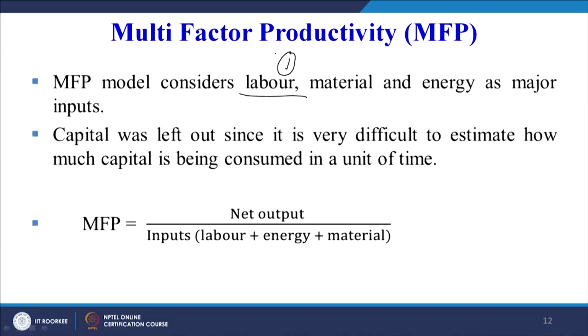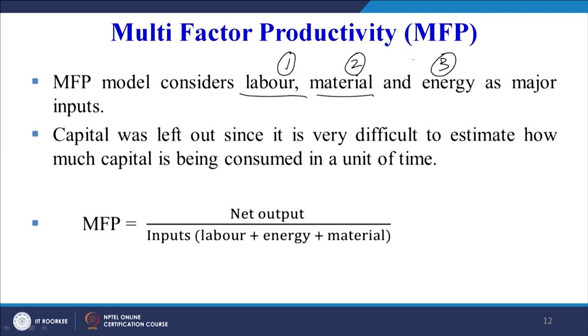Now, let us see the last one, the multi-factor productivity measure. The multi-factor model considers labor, material and energy as major inputs. In the previous productivity measure, we have seen that it considers two inputs only. Which are these two inputs? The labor and the capital involved, and in the previous slide we have seen an example based on that. But multi-factor productivity focuses on three important input parameters. The first one is labor, which is common with the previous productivity measure. Then in addition it considers the material input and the energy.